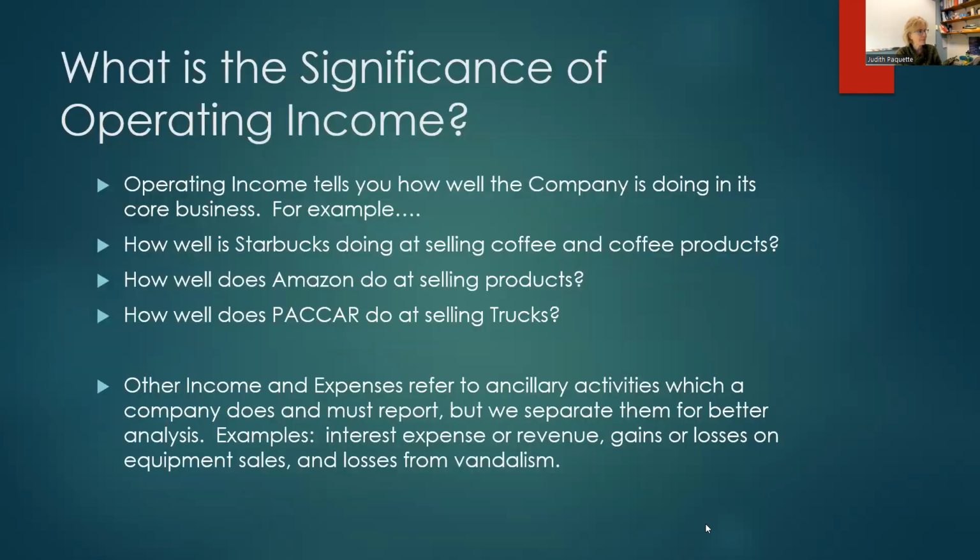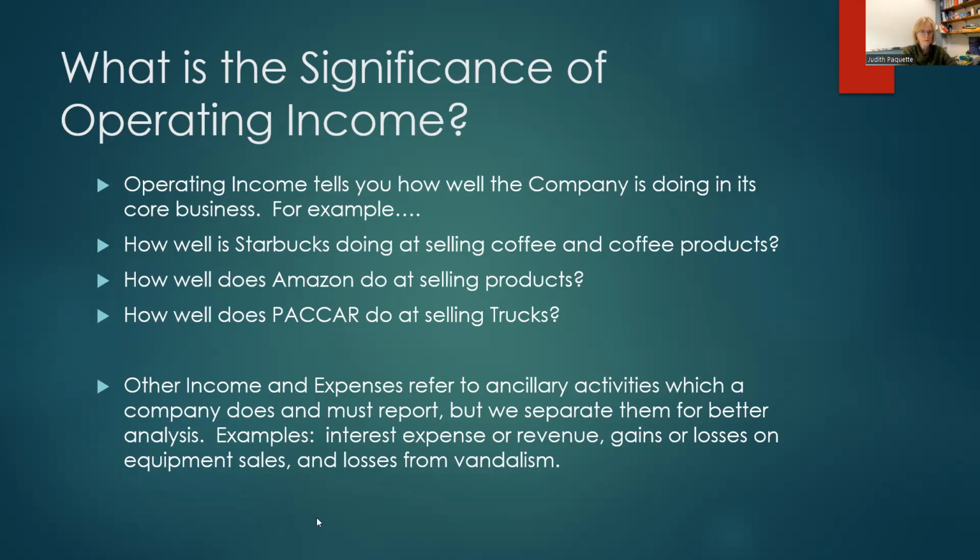operations. Okay, so operating income is a new subtotal for us in this chapter, and it's really important. It helps us look at what we call sustainable income. This is the income, whether the income is sustainable or not. So that will make more sense in a minute. But essentially, you're saying, how well is Starbucks doing at selling coffee and coffee products? How well is Amazon doing selling every product? How well does the PACCAR company, which owns Kenworth and Peterbilt trucks, do selling trucks?